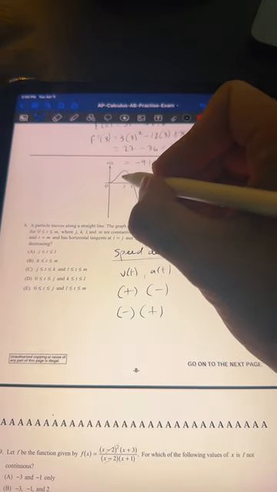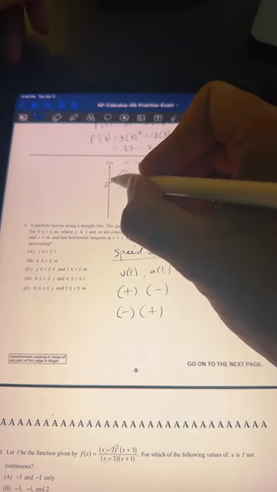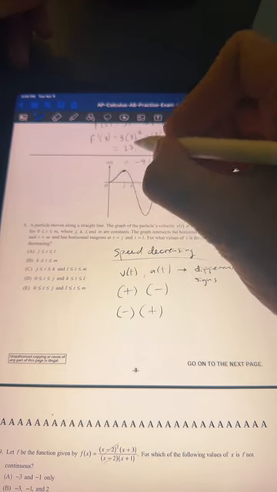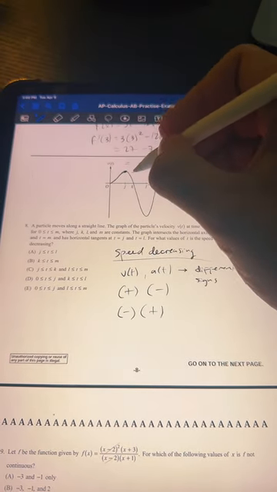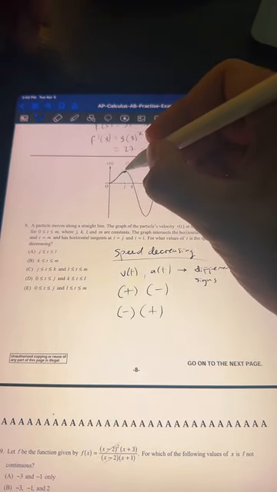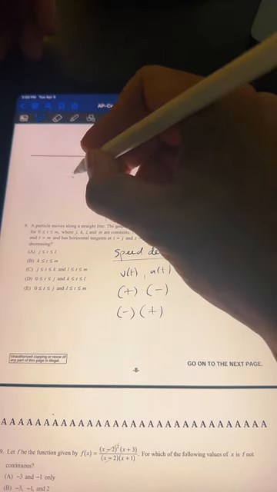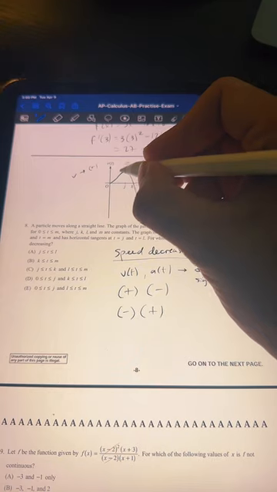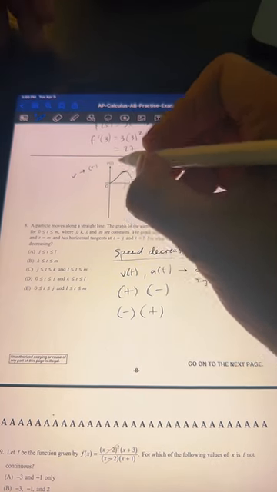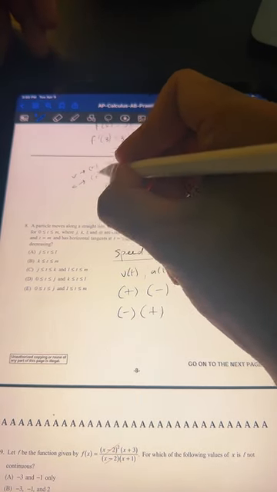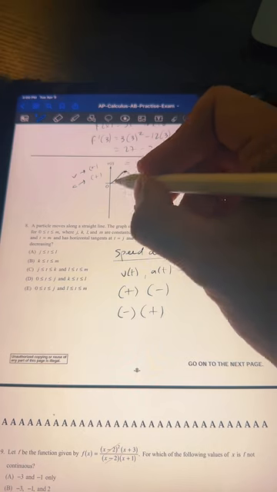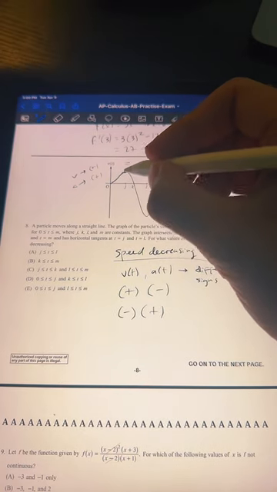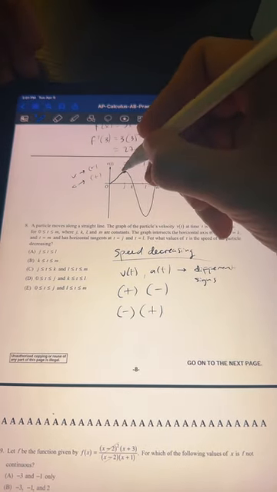So if you look at this graph, again, this is the graph of the velocity function. So up here, I'm just going to take it in sections here, the velocity is positive, and the acceleration, meaning the derivative of the velocity, is positive because the function is increasing. So now we have a positive positive. That means that the speed of the particle is increasing.